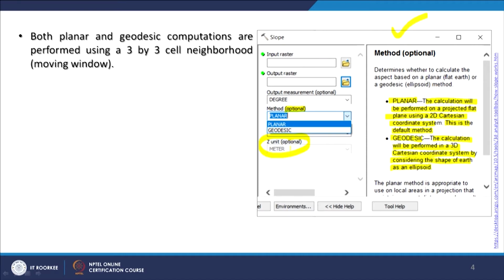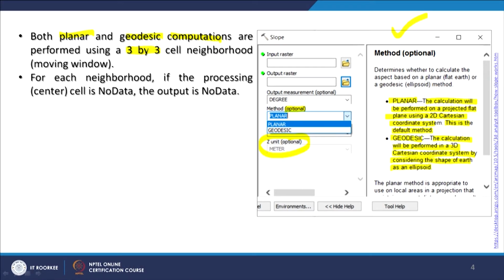So, both these methods, planar and geodesic computations, are performed using the same 3 by 3 moving window or kernel, for each neighborhood, that is, the remaining 8 cells. So, in a 3 by 3 kernel the total number of cells involved is 9, but if I exclude the center cell, then it is 8 neighbors.